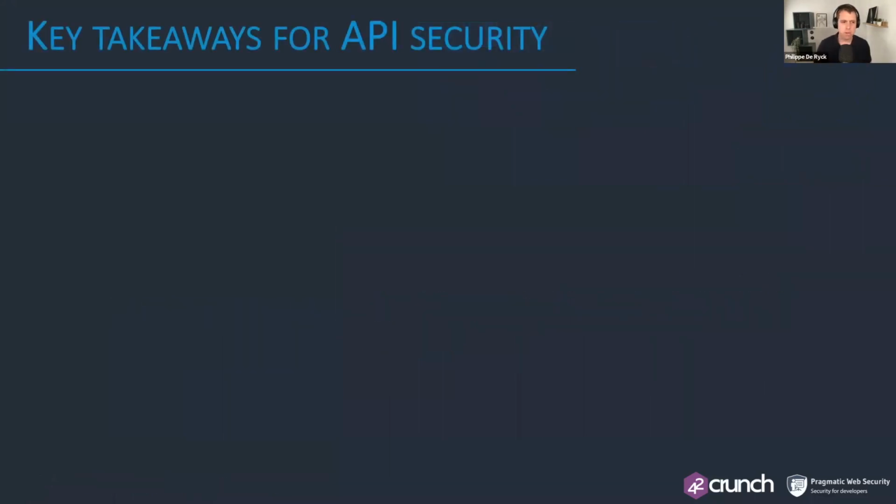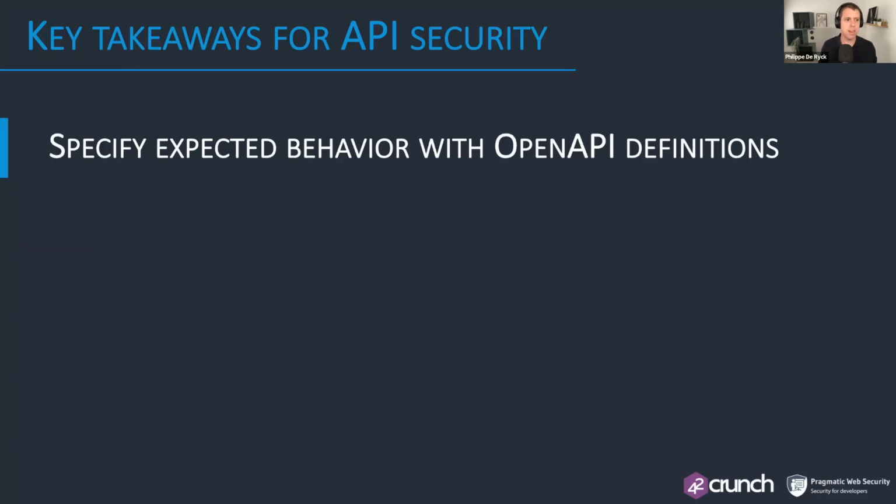All right, let me wrap it up here. Key takeaways for API security. Let me wrap up 3 webinars into 3 very generic but very useful points. Specify expected behavior with OpenAPI definitions. That's the core of everything, because everything relies on knowing what your API is supposed to do. Tools feed off of that. It's a useful communication tool. Do it. There's no excuse not to do it. Just do it.